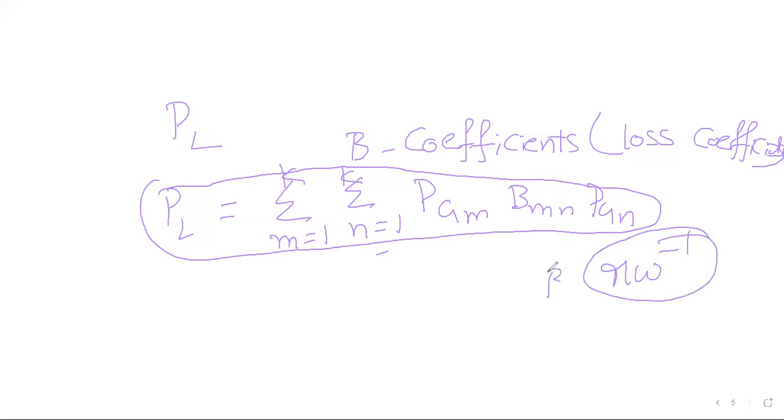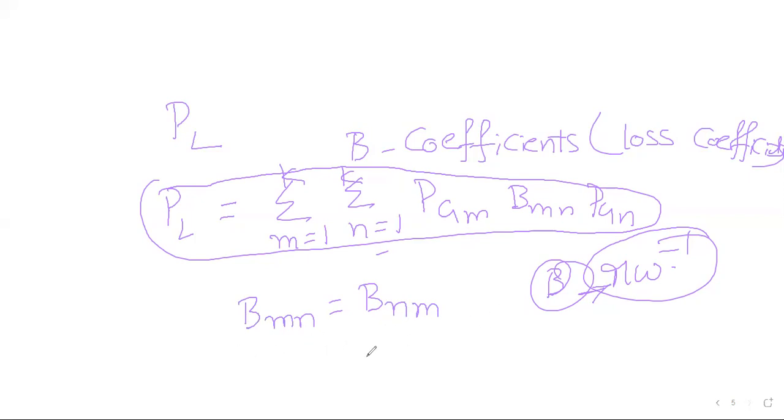If we express the real power generation in megawatt, the loss coefficients will be expressed in reciprocal of megawatt. So what is the unit of loss coefficient? Reciprocal of megawatt. And the other important thing is Bmn equals Bnm. That means B12 will be equal to B21.